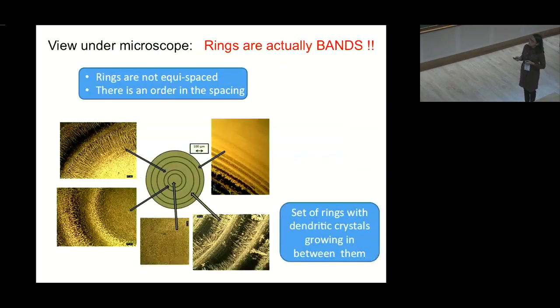And then when we viewed under the microscope, we saw that those rings were not really single rings, but bands of rings. And the rings inside the bands are not equispaced, and there is an order in spacing. So this is a schematic of what different portions of the dry droplet look like under the microscope.